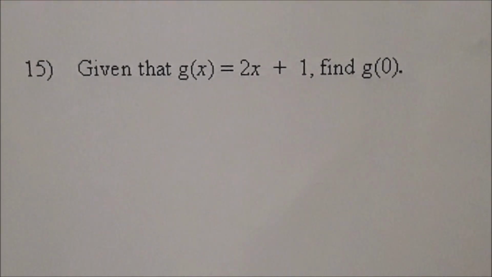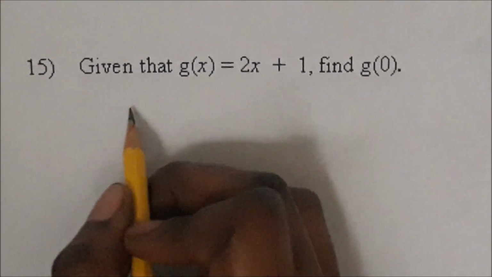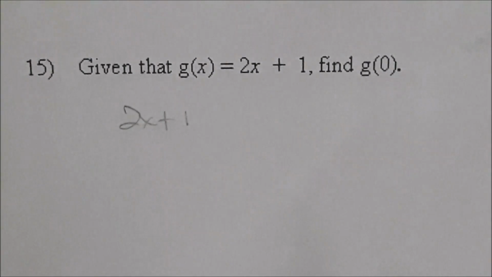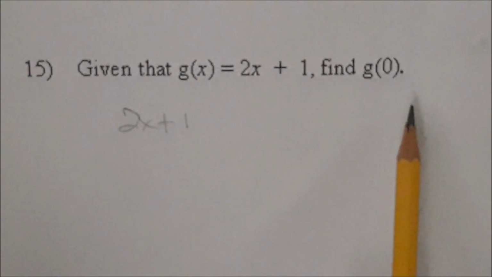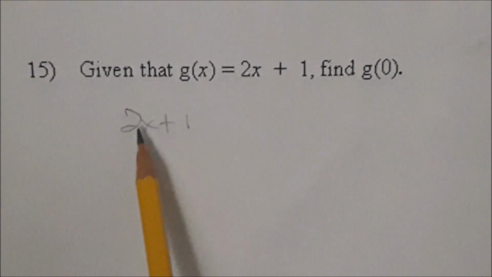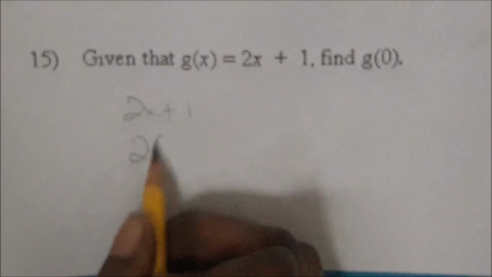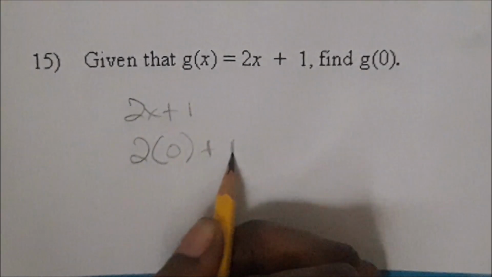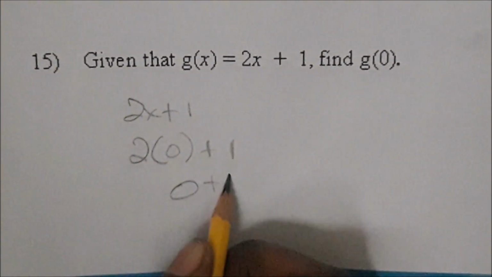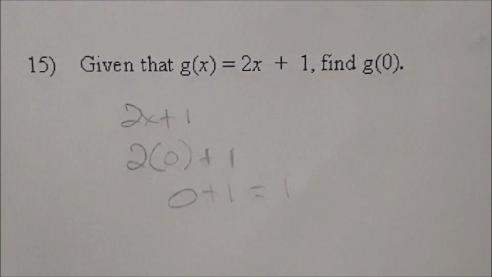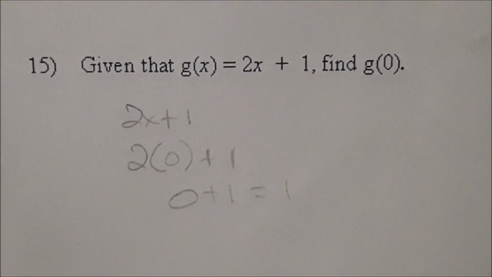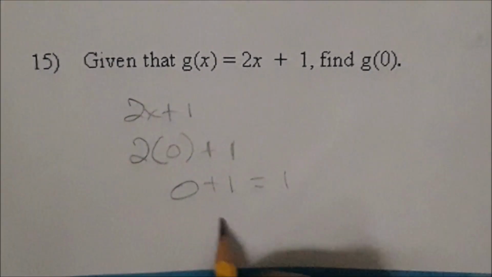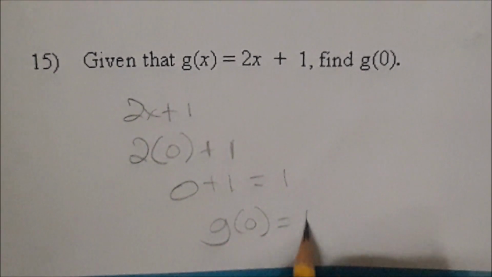Excellent. Number 15. Given that g of x equals 2x plus 1, find g of 0. Okay, so we're working with functions. Go ahead, Precious. Let's work it. 2x plus 1. We must find g of 0, which means we must replace x with 0. 2 times 0 plus 1. 2 times 0 is just 0, plus 1 would just be 1. Okay, and that's your final answer. So write it again. Put g of 0 is equal to 1 as a final answer. Very good.